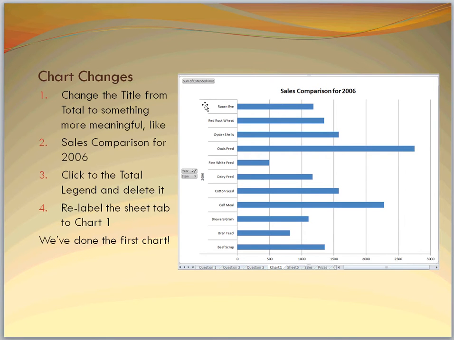Now, a few other things I want you to change real quick. Let's give it a label, something that makes sense. Title doesn't give me any good, so go ahead and change that. Maybe Sales Comparison for 2006. Then over here on the far right was a little legend, but we only have one item. So go ahead and click on it, because I don't need a little legend that says total. Click on that little legend and just hit the delete key on your keyboard. And then make sure that this is called Chart 1 if you haven't done that already.